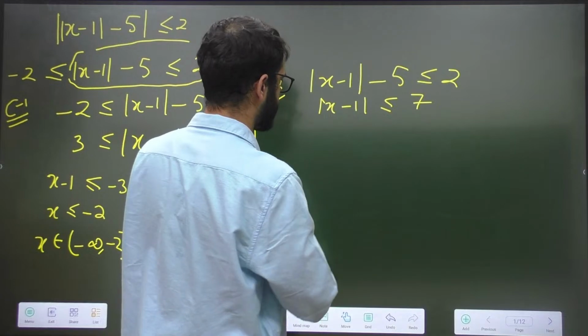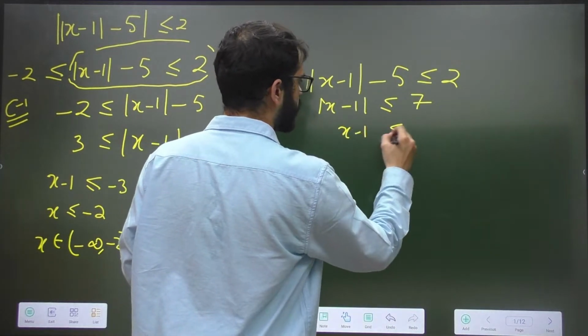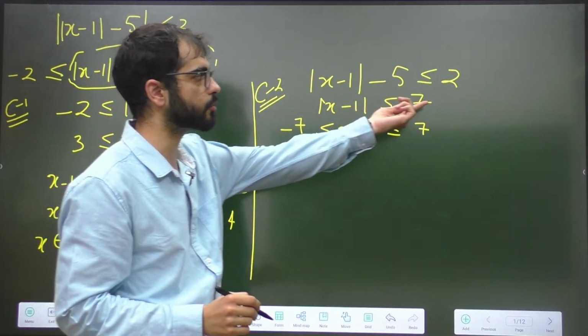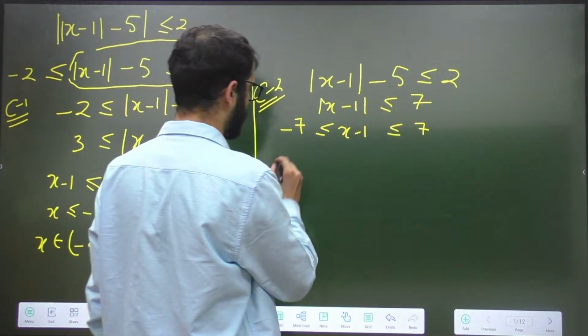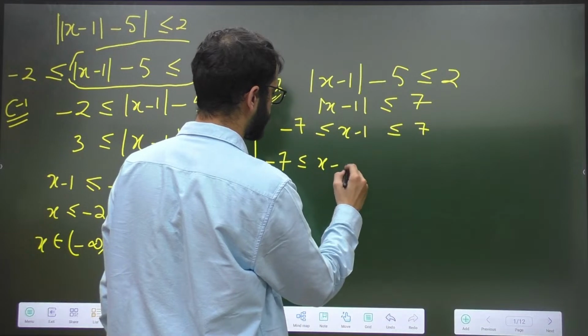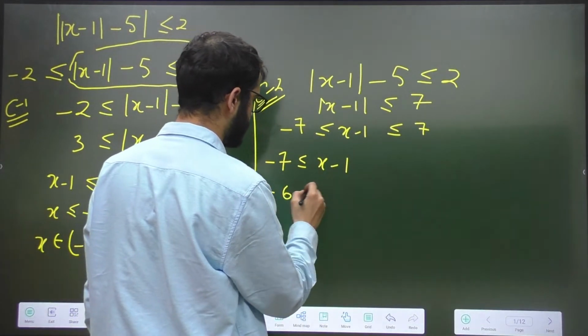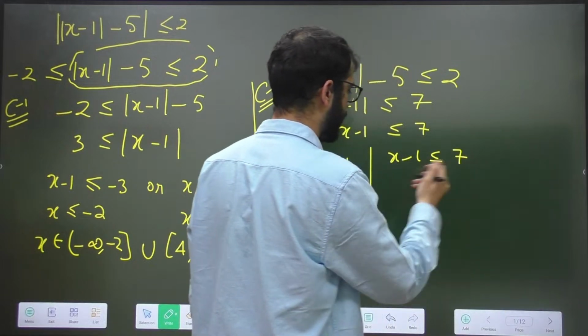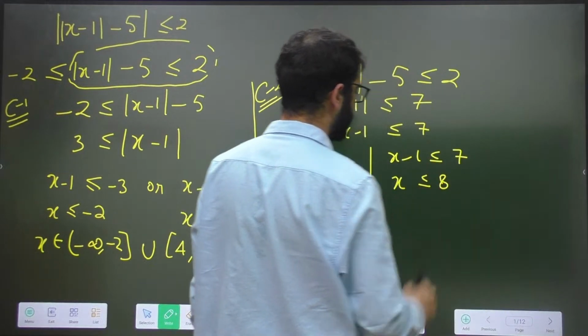Let's try to visualize how this would look. X minus 1 should lie between minus 7 and 7 for the modulus of this thing to be less than or equal to 7. So now we are going to create the two conditions. Adding 1 on both the sides, I'll get minus 6. And again, I'll get this as the second expression. Adding 1 to both the sides, this will be the final expression.